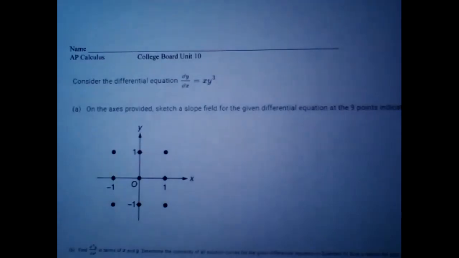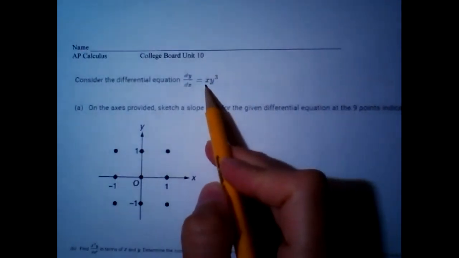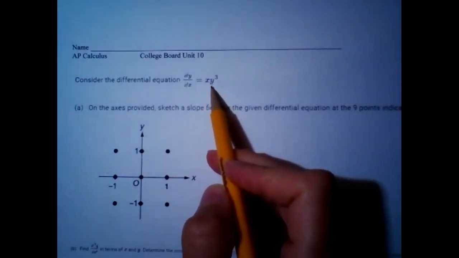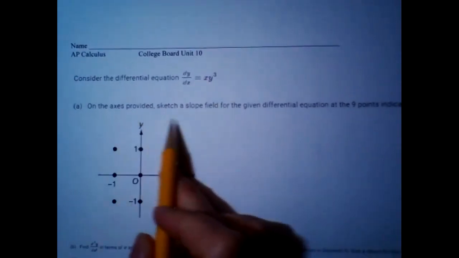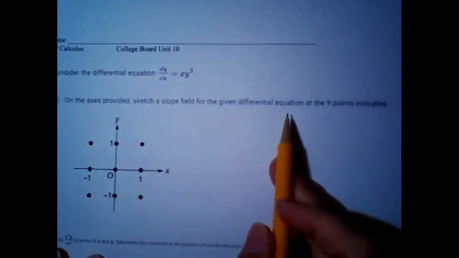Right, so they give you this differential equation, and it does have an x and a y, but it's not too bad. It's not like super complicated. On the axes provided, sketch a slope field for the given differential equation at the 9 points indicated. So you only have to put slopes where they put points.